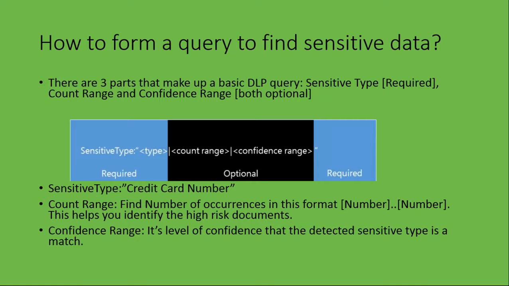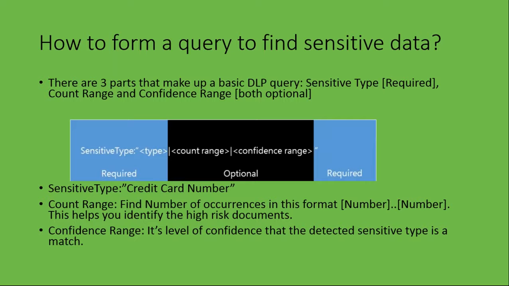So there are two required parts of this query. One is sensitive type colon, beginning quote, and then we actually write the name of the sensitive type as we saw earlier in the TechNet article, and then we close it with the double quote. These are the required parts.